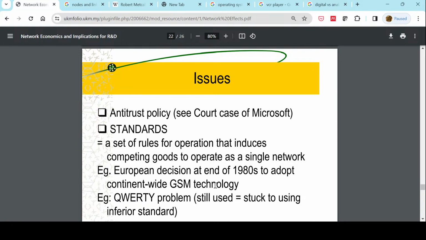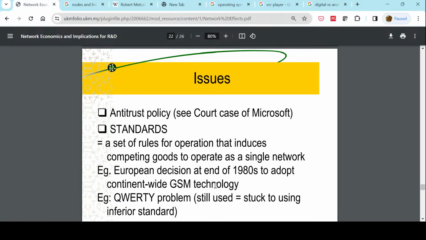Antitrust policy in the US is called antitrust, which is anti-monopoly. In other countries, there's anti-monopoly law. The name in Malaysia is anti-monopoly law. In the US, it is called antitrust law. Same thing: monopoly, anti-monopoly, antitrust.